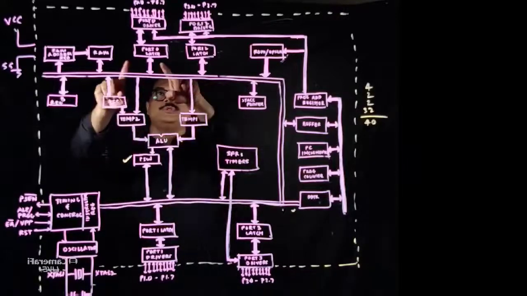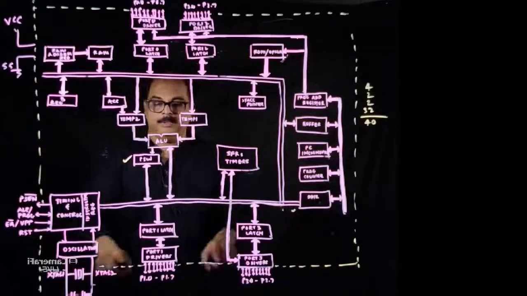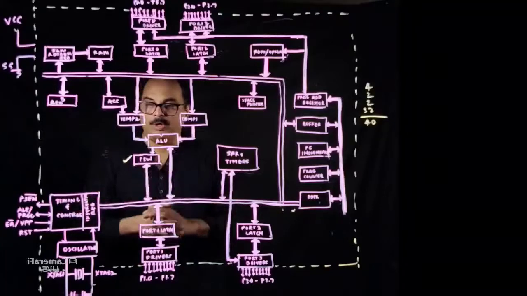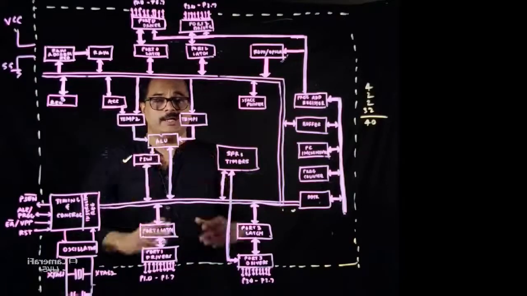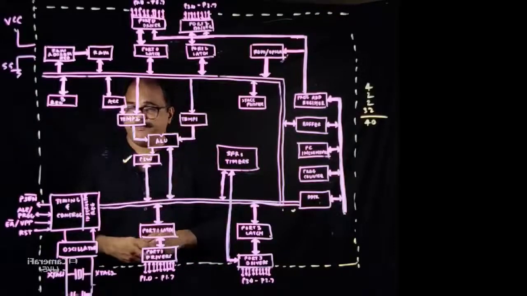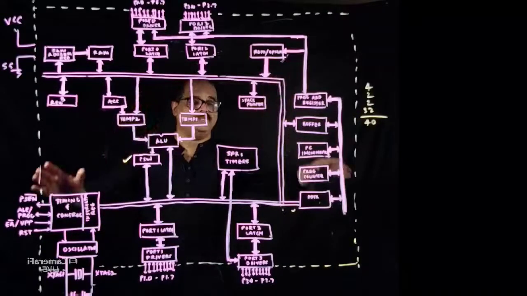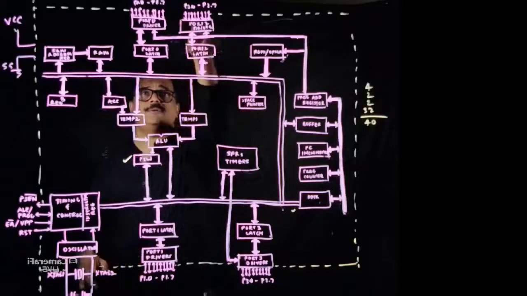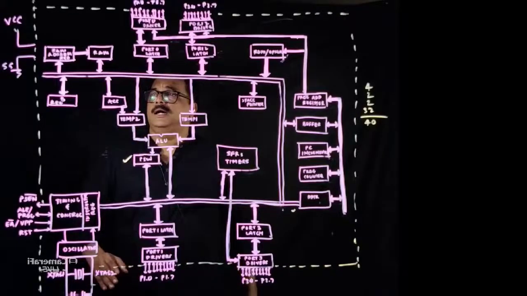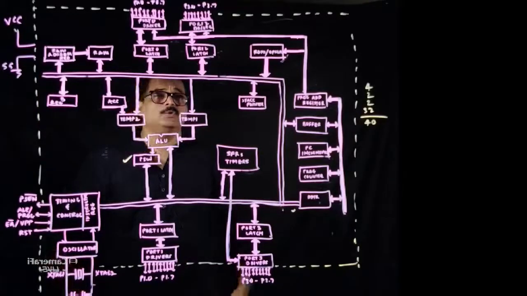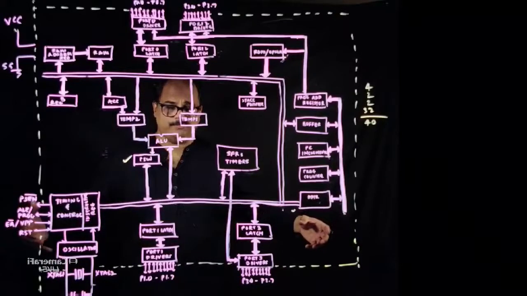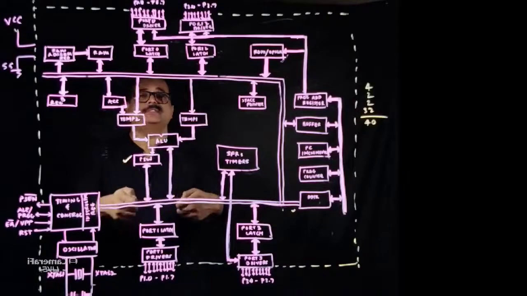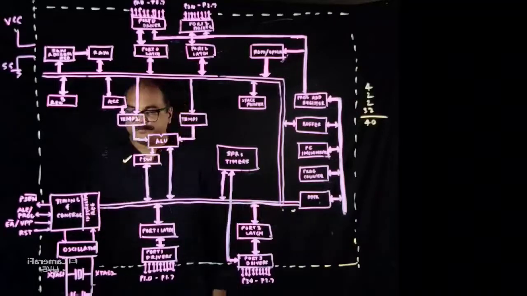Now you see this dotted line here. This dotted line indicates the chip. Whatever you see inside the dotted lines is inside the chip, and whatever you see outside, like for example here there are pins shown outside, and a few pins there, those pins actually come out of the chip. Using these pins you connect external circuitry to the microcontroller.